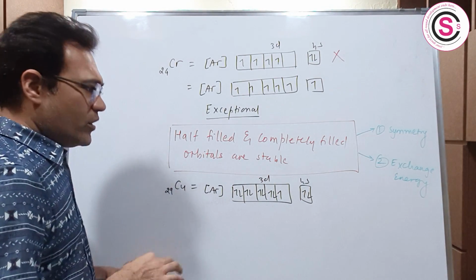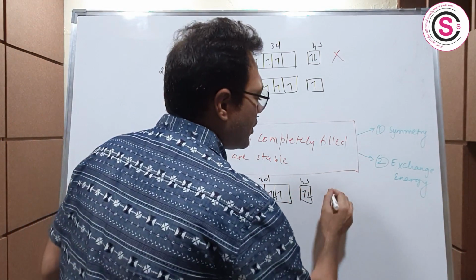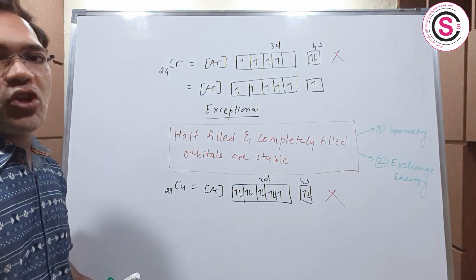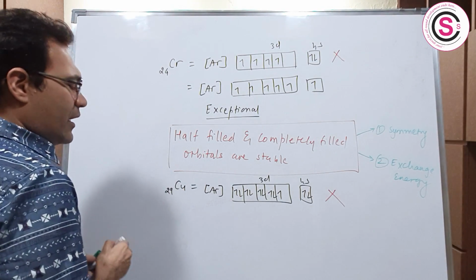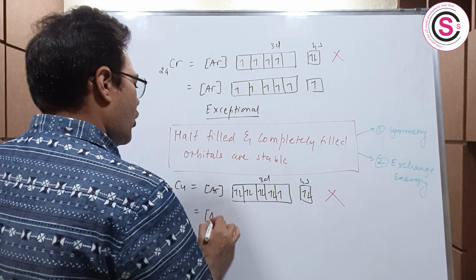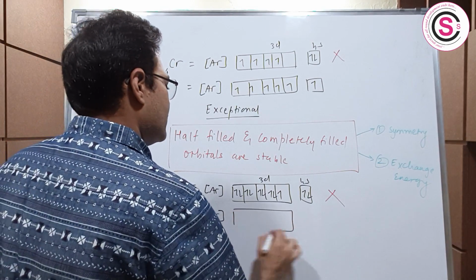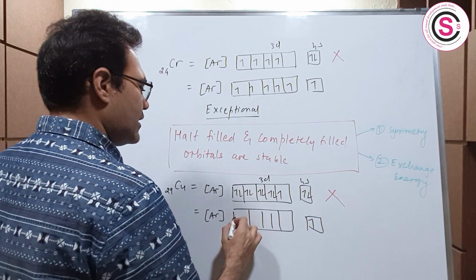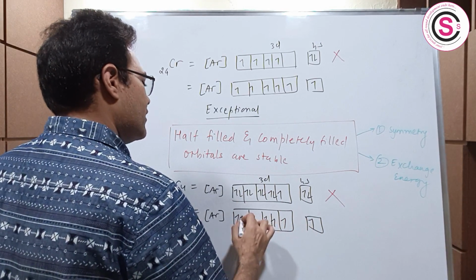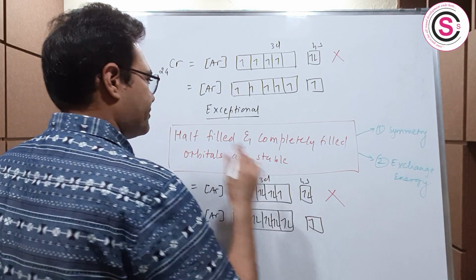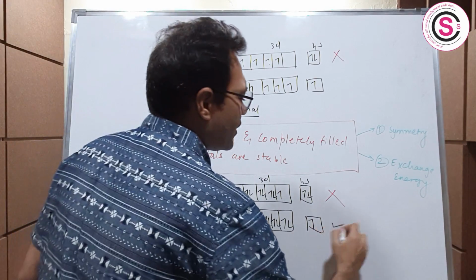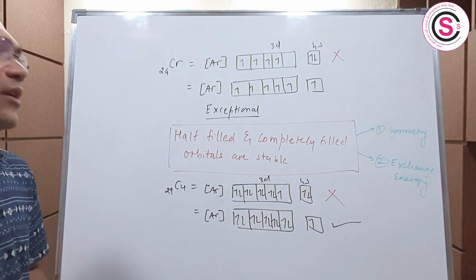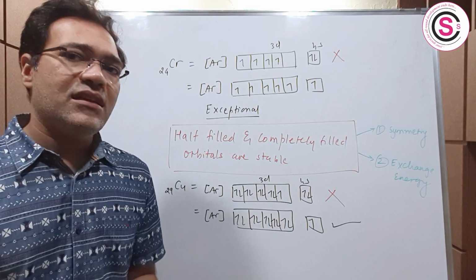But again, students, this is not the correct electronic configuration of copper. The correct electronic configuration of copper is this: 1 electron in 4s and after that the 3d orbitals will be filled, right? This is the correct electronic configuration of copper. Now again, why is it correct?